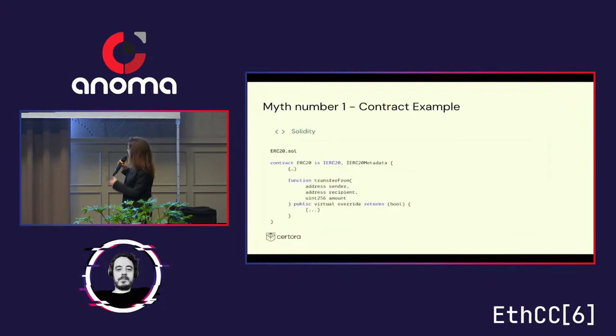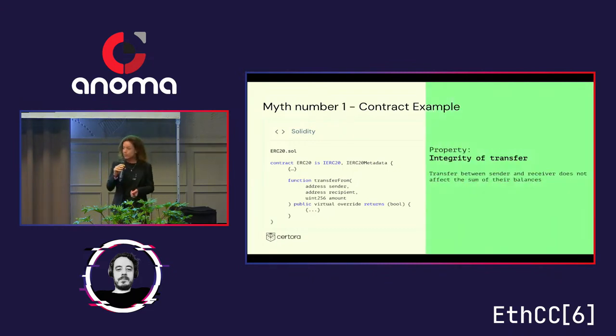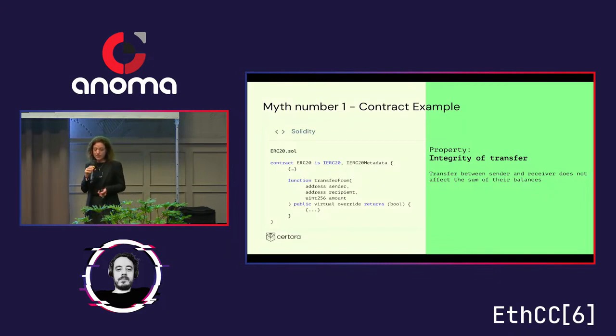So let me start with a simple example, which is an implementation of the ERC20 protocol. And I implemented my own version of the transfer function. And I want now to check some properties on it. One property, for instance, can be the integrity of the transfer. I want to make sure that every time that I'm sending money between the sender and the receiver, the sum of the balances is not affected. This is actually something quite basic, but I want to start with this property just to exemplify how it works.